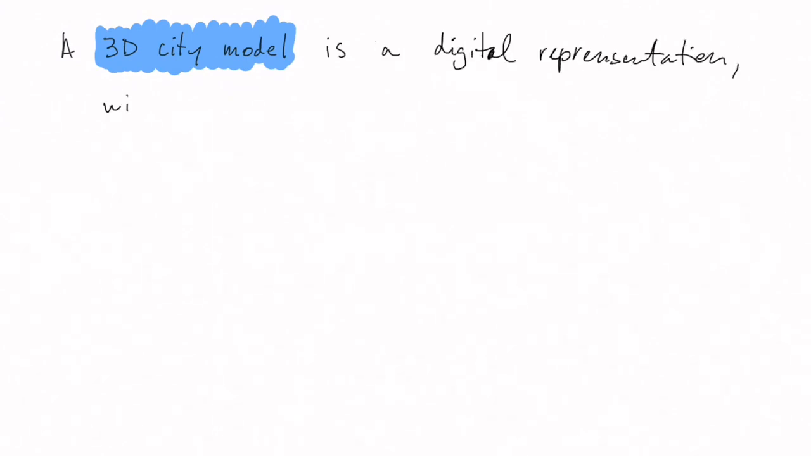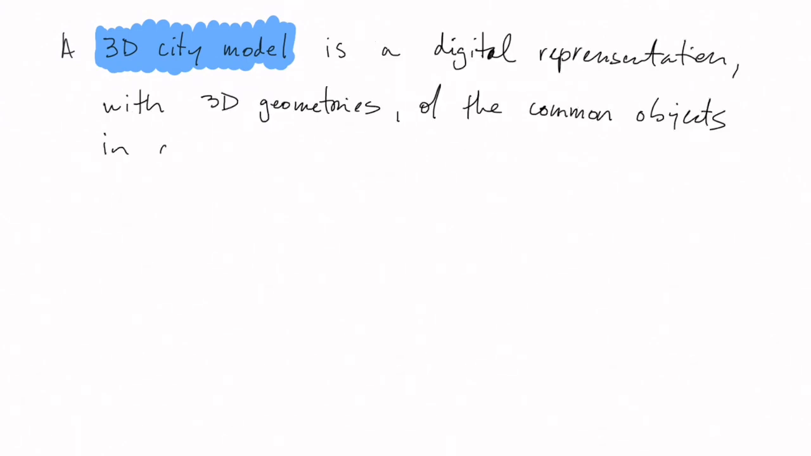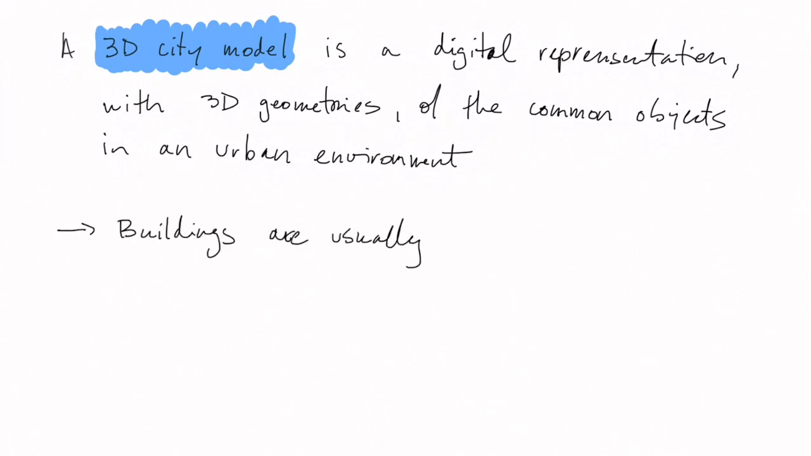A 3D city model is a digital representation with 3D geometries of the common objects in an urban environment. It should be noticed that the buildings are usually the most prominent objects that you have in a 3D city model, and actually many 3D city models are formed only of buildings.